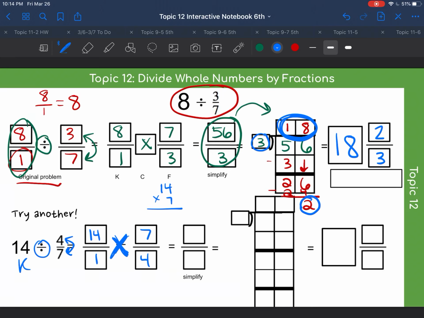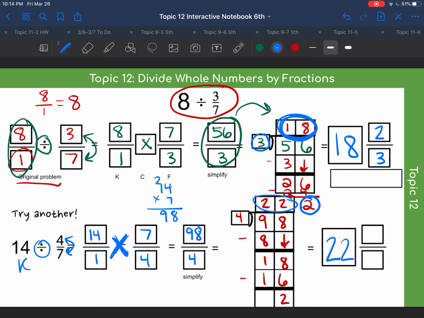What is 14 times 7? Well, 7 times 4 is 28. 7 times 1 is 7, plus 2 is 9. So we have 98/4. So now we have to turn this into a mixed number. So how many times does 4 go into 98? Well, we can set up a division problem. 98 divided by 4. And this time I did give you enough space. 4 goes into 9 2 times to get 8. We subtract, we get 1. Bring down the 8. 4 goes into 18 2 times again to get 16. Subtract and get 2.